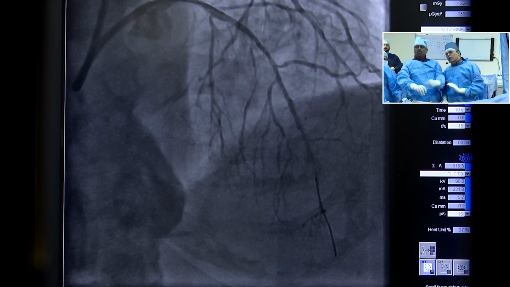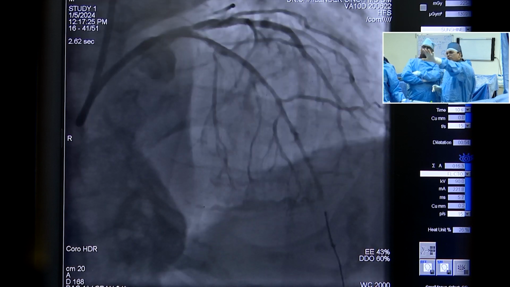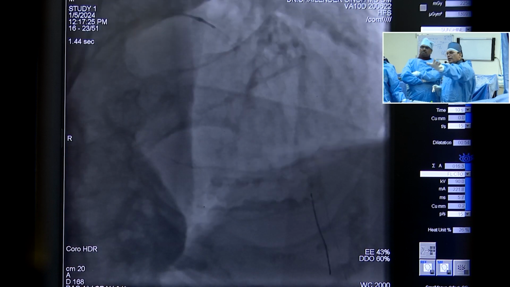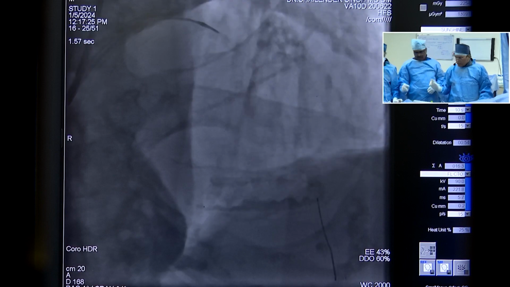See, it's flowing well. That's fine, I think. Now reasonably good. We'll go with the 1,20,000, 2 runs. Then after that, distal if needed, we'll try to do with small balloon dilatations. Now we are going ahead with the 120.